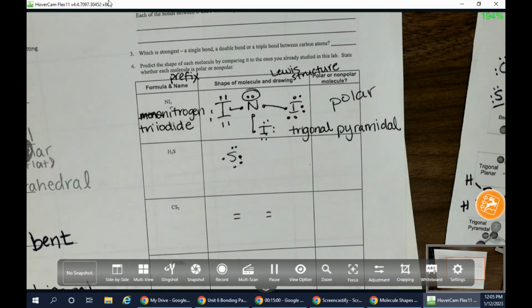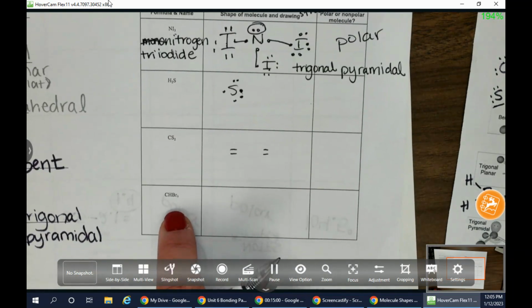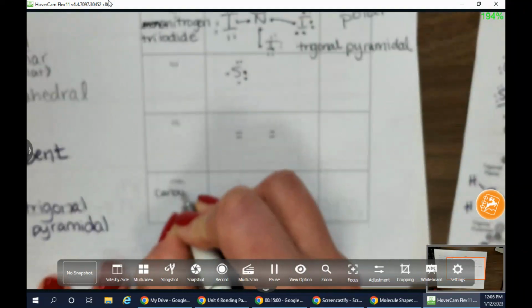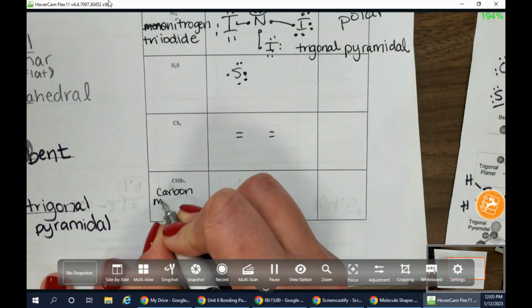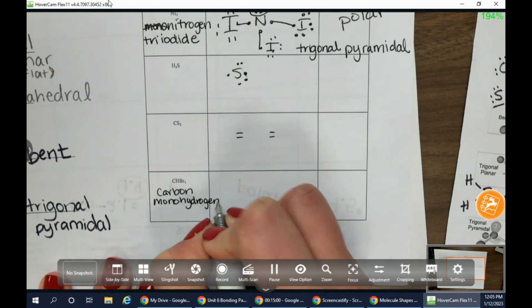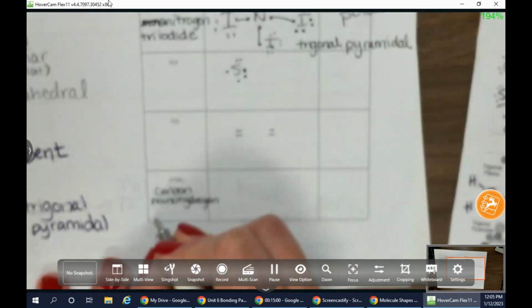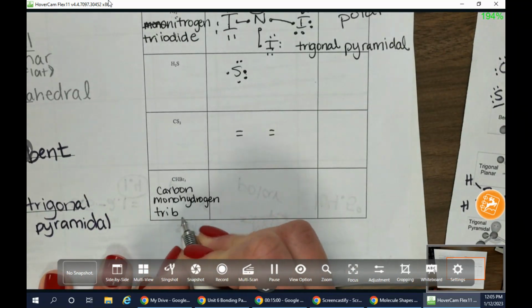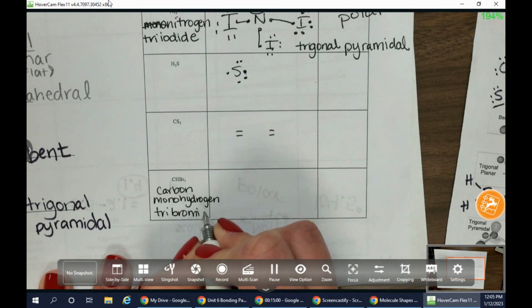All right. I think that's all I got. Okay. This last one. Oh, yeah. That one I can help you with the name. So for this one, we would say carbon, because there's only one, monohydrogen. And then what would we say for the last part? Tribromide. Yep.